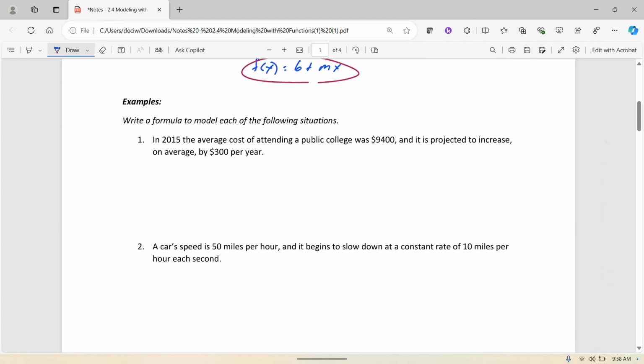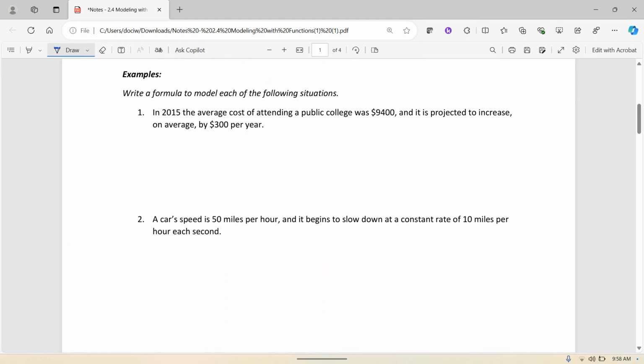So let's look at some examples. In 2015, the average cost of attending a public college was $9,400, and it's projected to increase on average by $300 per year. If I'm going to write a function, here's the first thing I would tell you to think about. We don't think of years as being a time measurement, but it is.